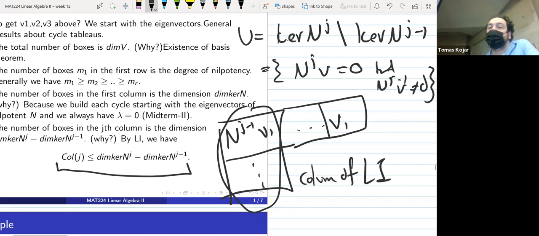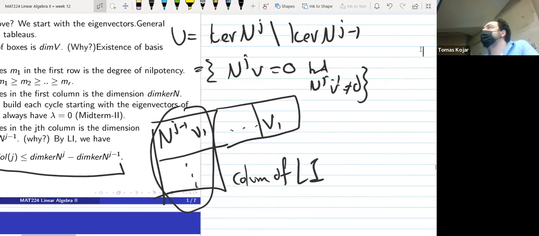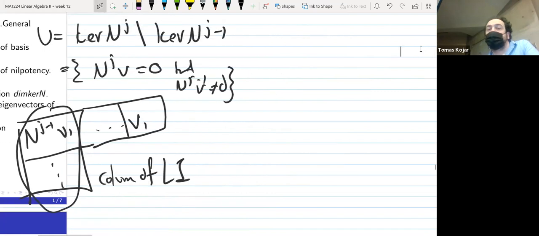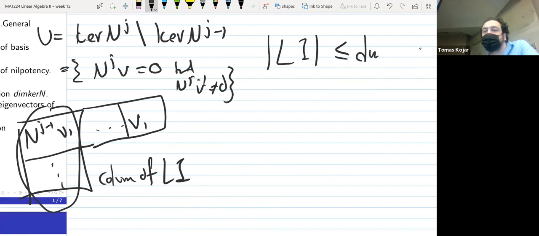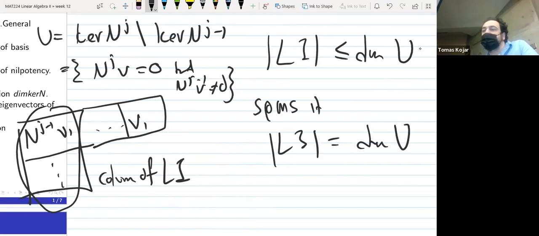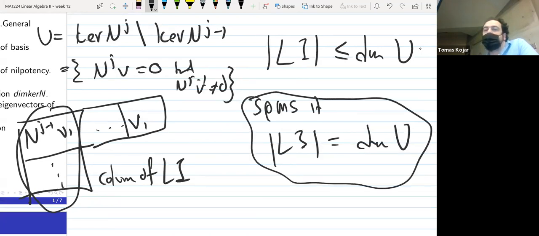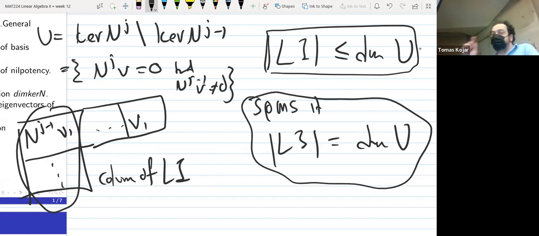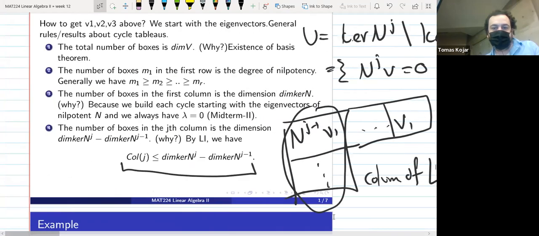The reason you only have inequality and not equality is because in general the size of L_i is less than or equal to the dimension of U. If you also have that it spans it, then you have L_i equal to dim U. But you don't have that. All you know so far is that these are linearly independent. So that's how you get the inequality.